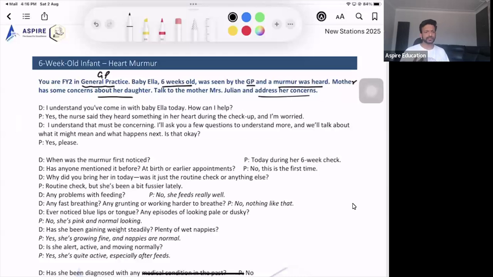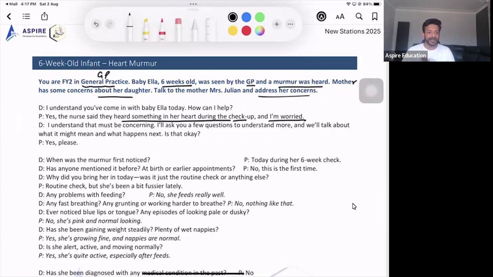Okay. So you go in and you start the conversation, like, I understand that you have come with your baby, and how can I help? Yes, the nurse said they heard something in the heart of my child during the checkup and I'm worried. So the thing is, she's already been to the hospital and the check was done, but she was told that the nurse was able to hear something. Maybe the nurse tried to explain things to her, but she wasn't able to understand, and that's the reason the mother has booked the appointment with the GP.